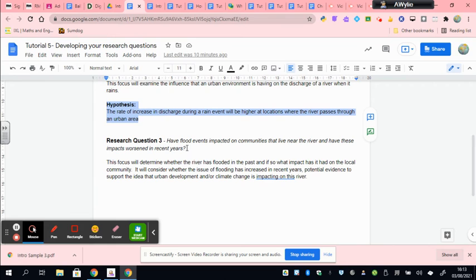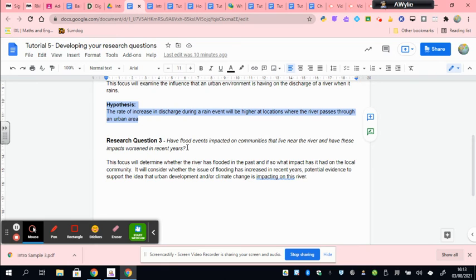We're now looking at the fact that if rivers do indeed change more in urban areas, then they're obviously more likely to flood in those areas, and flooding impacts on communities. So this question is, have flood events impacted on communities that live near the river? And have these impacts worsened in recent years?